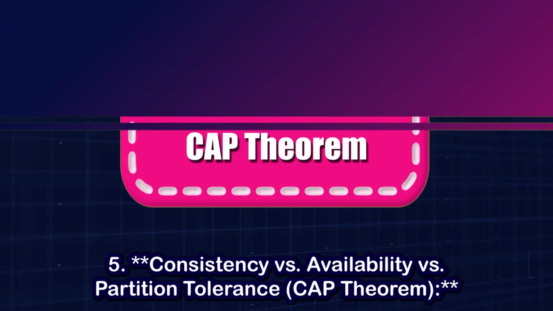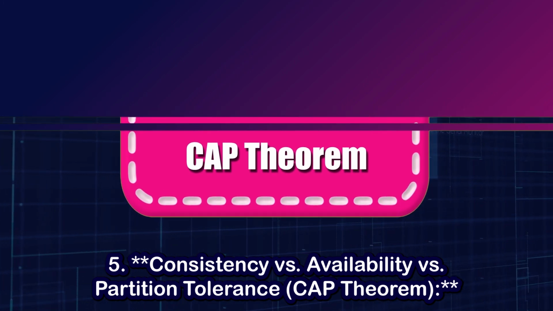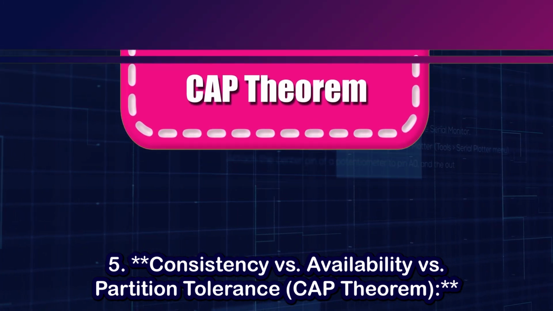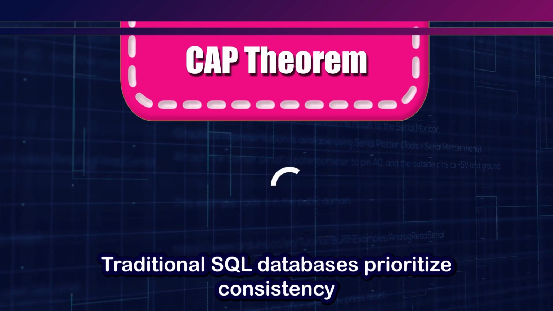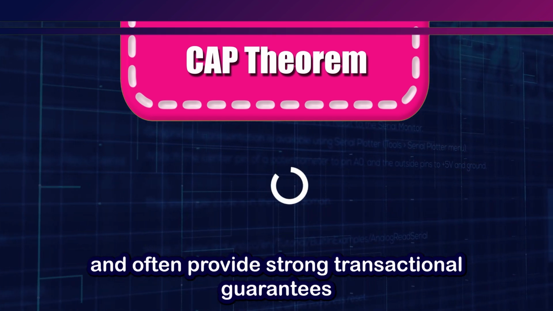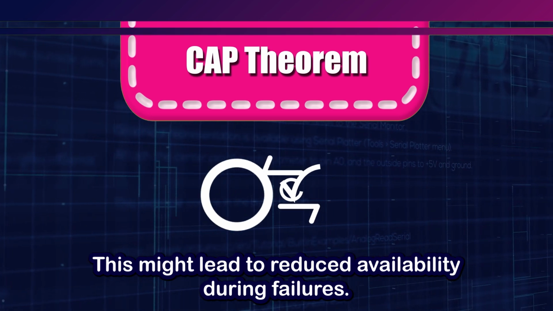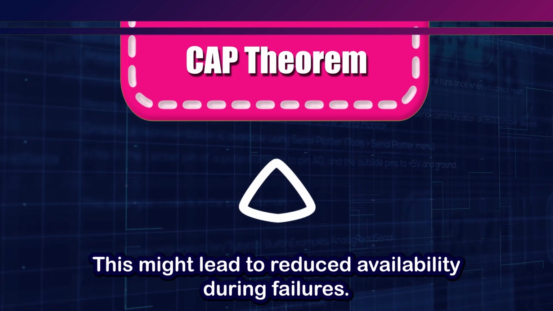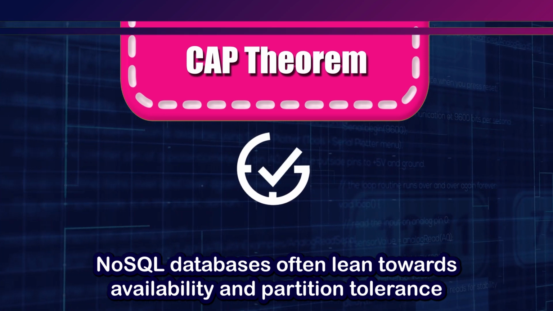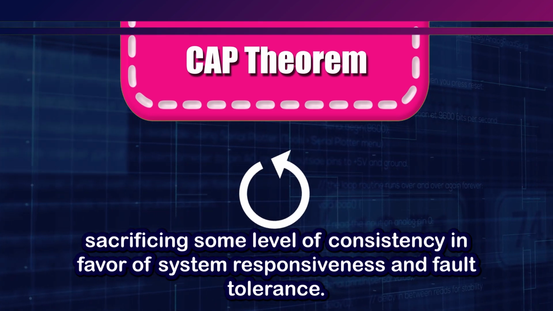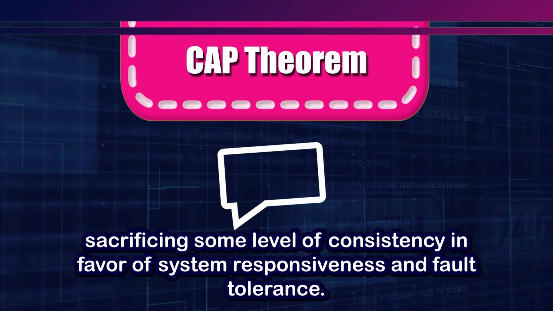5. Consistency vs. Availability vs. Partition tolerance, CAP theorem. Traditional SQL databases prioritize consistency and often provide strong transactional guarantees. This might lead to reduced availability during failures. NoSQL databases often lean towards availability and partition tolerance, sacrificing some level of consistency in favor of system responsiveness and fault tolerance.